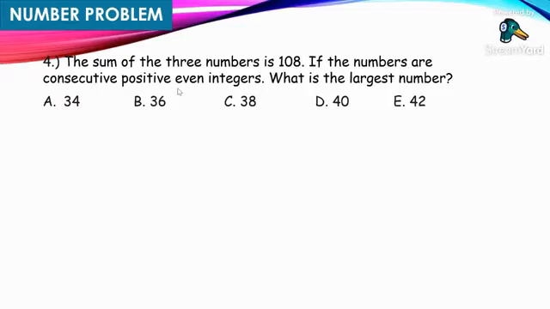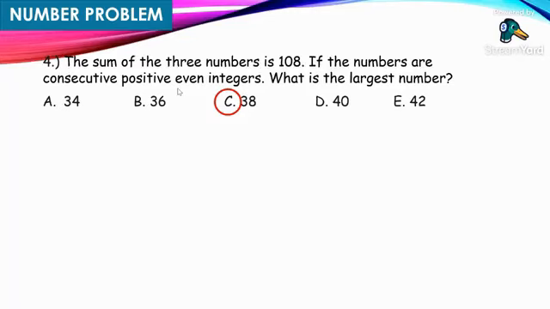Okay, so yes, the numbers are 34, 36, and 38. And the question is, what is the largest number? So therefore, the answer is 38. So the answer for number 4, the largest number is 38. Okay, you got it all correct.